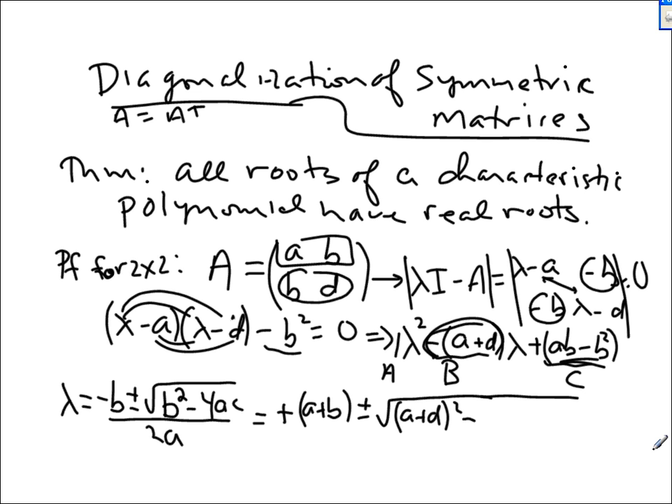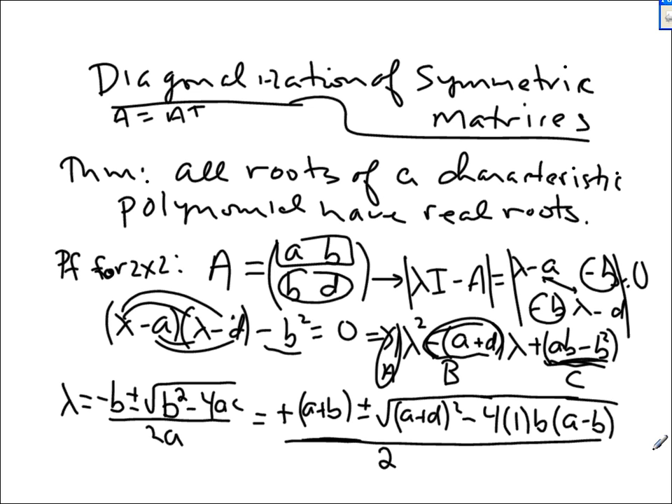Because when you square 5 or negative 5, you get the same answer. Okay, minus 4 times a is 1, times c, which is, here I'll factor out the b. I get b times a minus b. And all of this gets divided by twice a. A is 1.